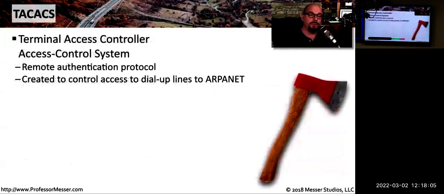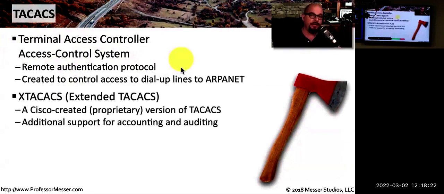An alternative to Radius would be TACACS. This is the Terminal Access Controller Access Control System. This is another remote authentication protocol very similar to Radius, but it was created to provide access to dial-up lines on the older ARPANET. Cisco took this TACACS configuration and created a customized version of it for Cisco devices called Extended TACACS or XTACACS. This extended a number of the features in TACACS to include additional accounting and auditing functions.